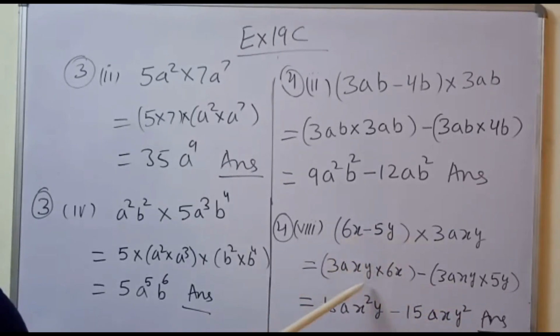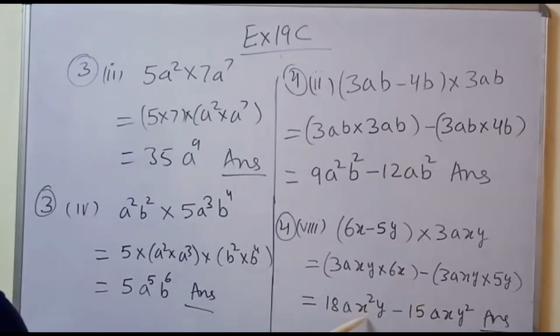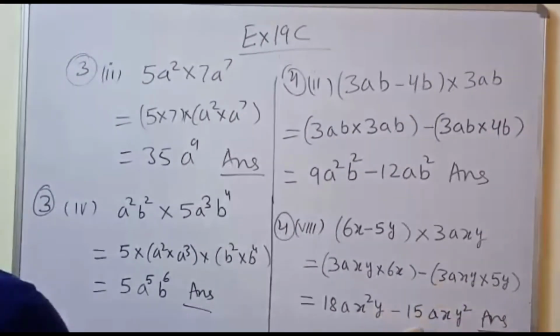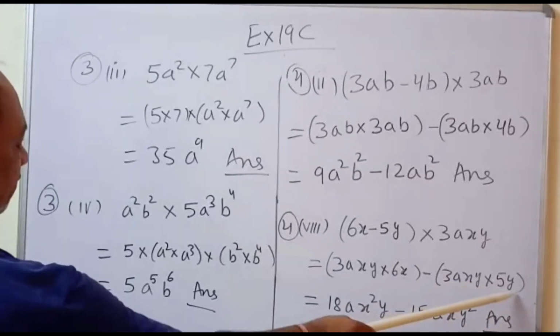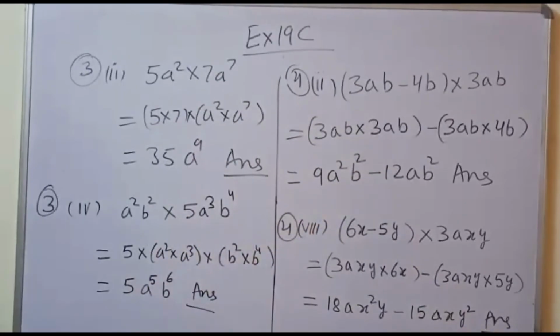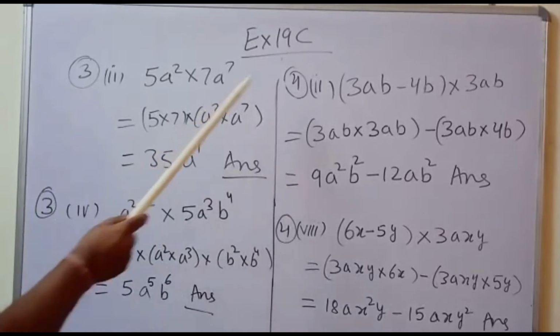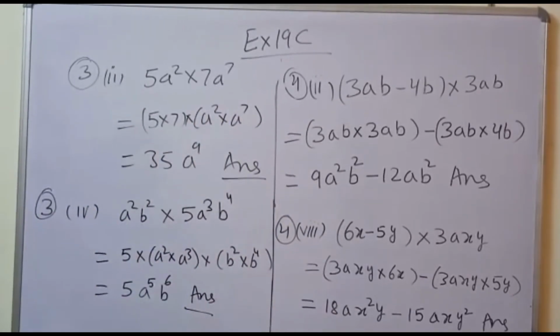So we multiply 6 into 3, 18. X we are having 2 times, x square, y as it is. Now 3 fives are 15. A we are having 1 time, x we are having 1 time, y we have 2 times, we will give the y square. So that is our answer. So we have taken 2 questions, question number 3 and 4, and different parts. So in that manner you can do the other sums of this exercise.